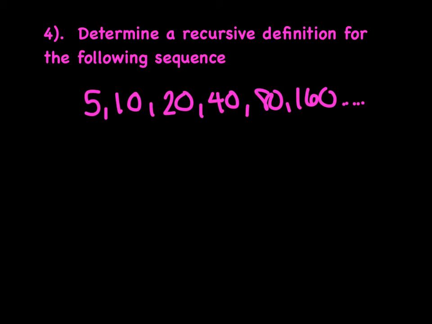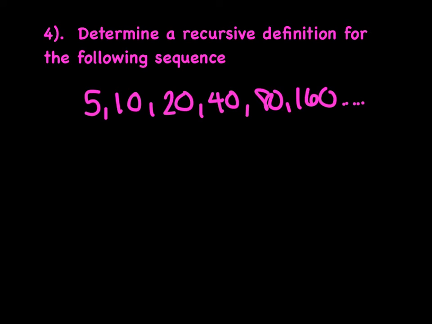Question 4. Determine a recursive definition for the following sequence: 5, 10, 20, 40, 80, 160, etc. So the first thing I do is I have to figure out the pattern. Sometimes it's really obvious and sometimes it's not. I'm hoping this is a pretty friendly one. How am I getting from 5 to 10 to 20 to 40 to 80 to 160? What do you notice is happening each time to these numbers?